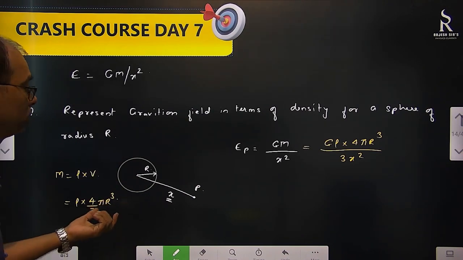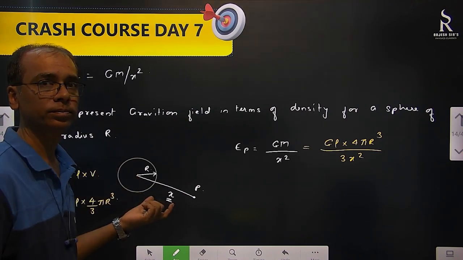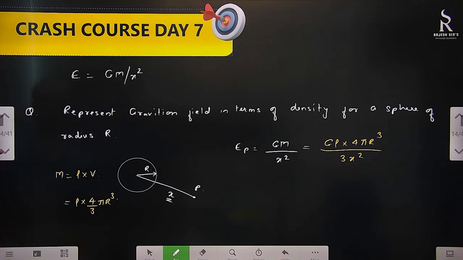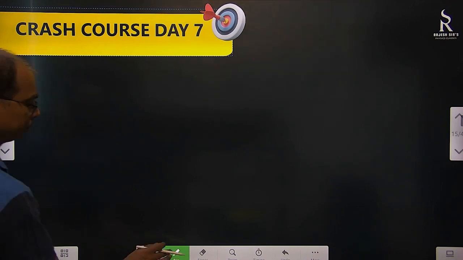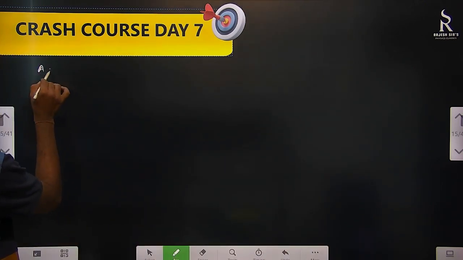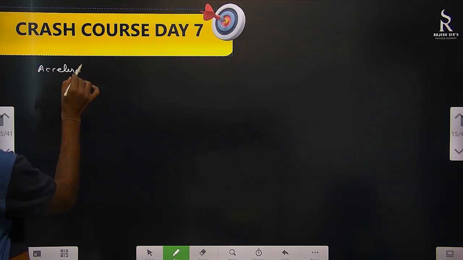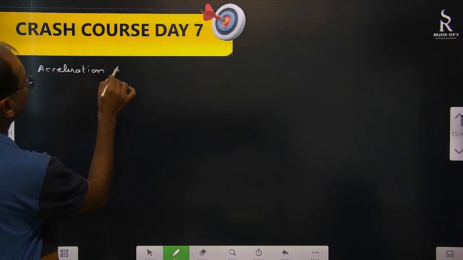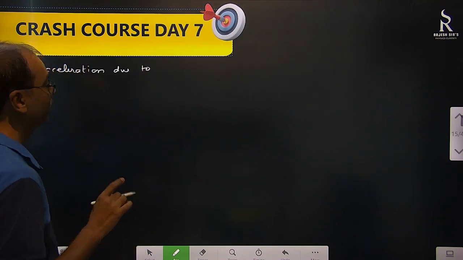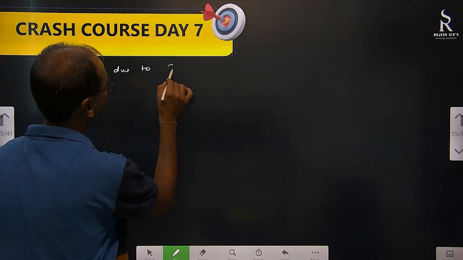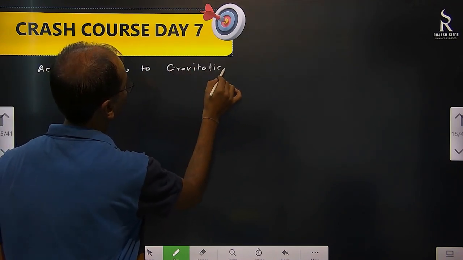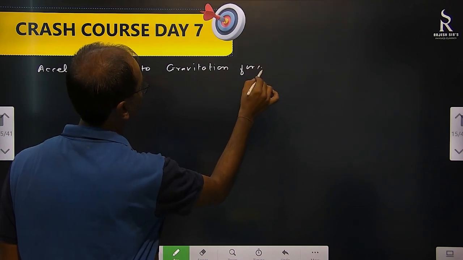Or you can say a planet also; a planet will be written the same way. Correct or not? Okay. So this is your gravitation field. Then acceleration due to gravitation force. I am not saying acceleration due to gravity, I am saying acceleration due to gravitation force.